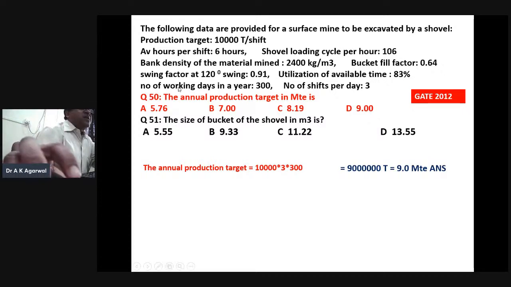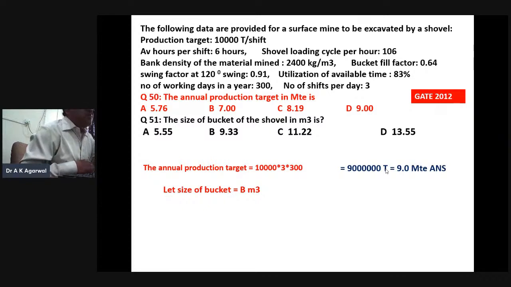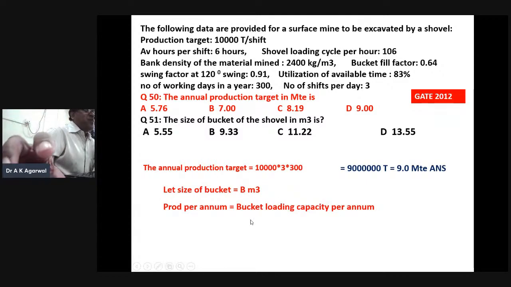Now in the second part he is asking the size of the bucket to handle this much production. Let us assume the size of the bucket is B meter cube. Now, using this bucket, how much can be produced? We have to produce 9 million ton. So production per annum is equal to bucket loading capacity per annum. How much can this bucket load in 1 year? And in 1 year, how much production is targeted? 9 million.